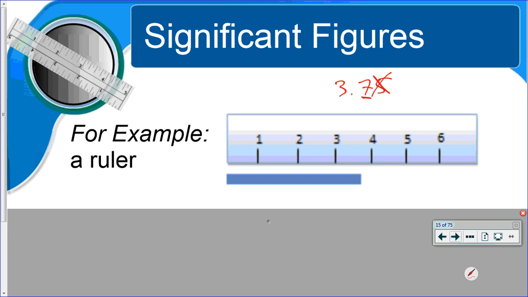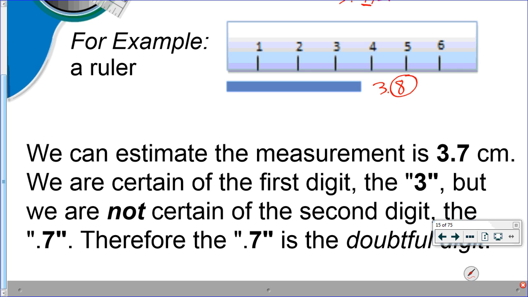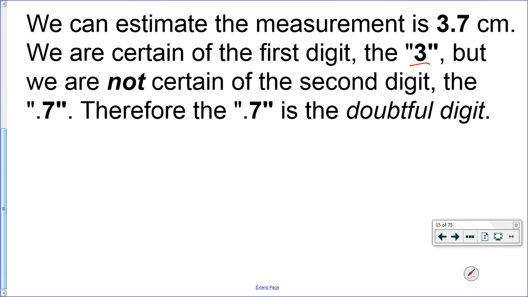Did anyone read this a little bit differently? Let's say I read it as 3.8. Am I wrong? No. Why? Because this is uncertain, and that's okay. So we can estimate the measurement as 3.7 because we're certain that the 3 is correct, and again, our 7 is the doubtful digit. But we can't say 3.75 because we're not certain about that 7. That one's still doubtful.